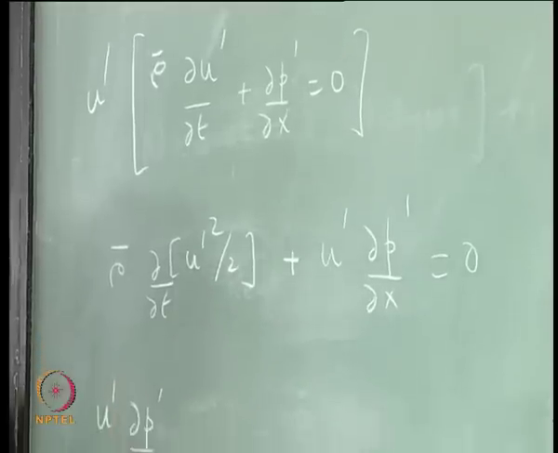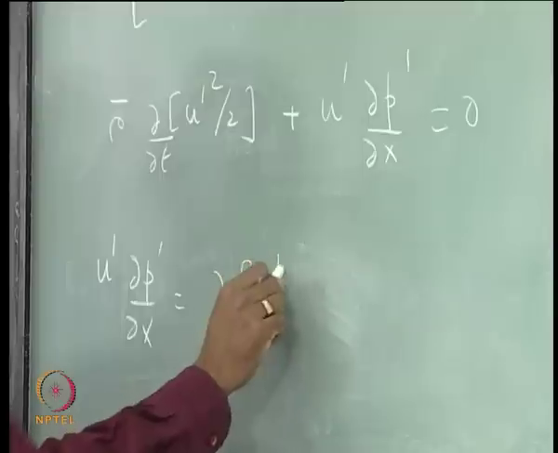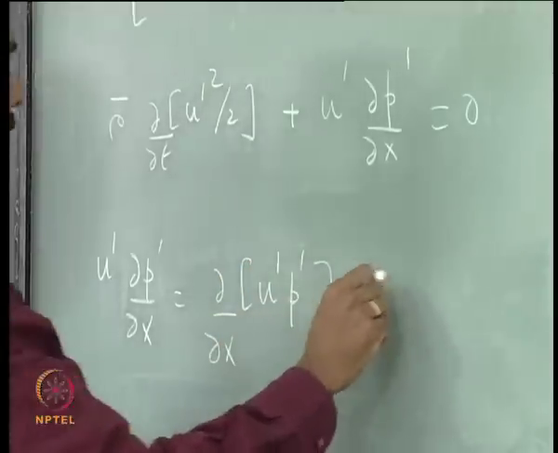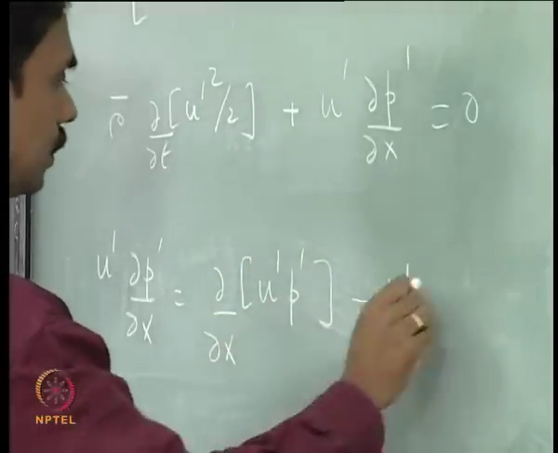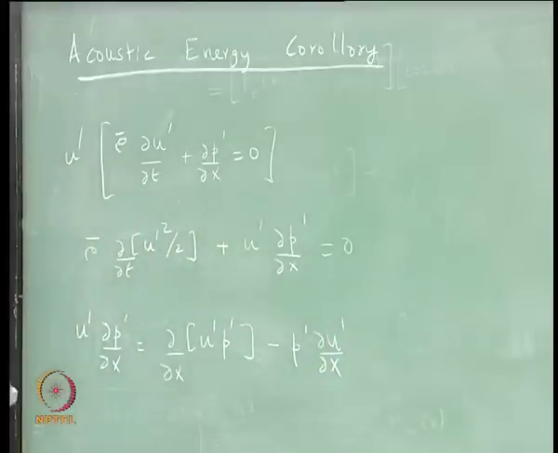Now, u prime dou p prime by dou x can be written as dou by dou x of u prime p prime minus p prime dou u prime by dou x. So why am I doing it? You will see it in a minute; it will lead to some very important physical results.